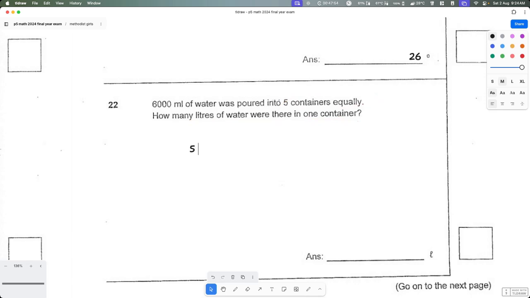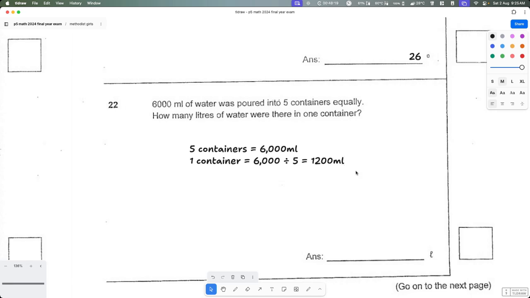So, 5 containers is equal to 6,000 milliliters or 6 liters, right? I'm just going to put 6,000 first. Okay, so then one container is equal to 6,000 divided by 5. This will give us 1,200 milliliters. Okay, so we just comma this and comma this as well.